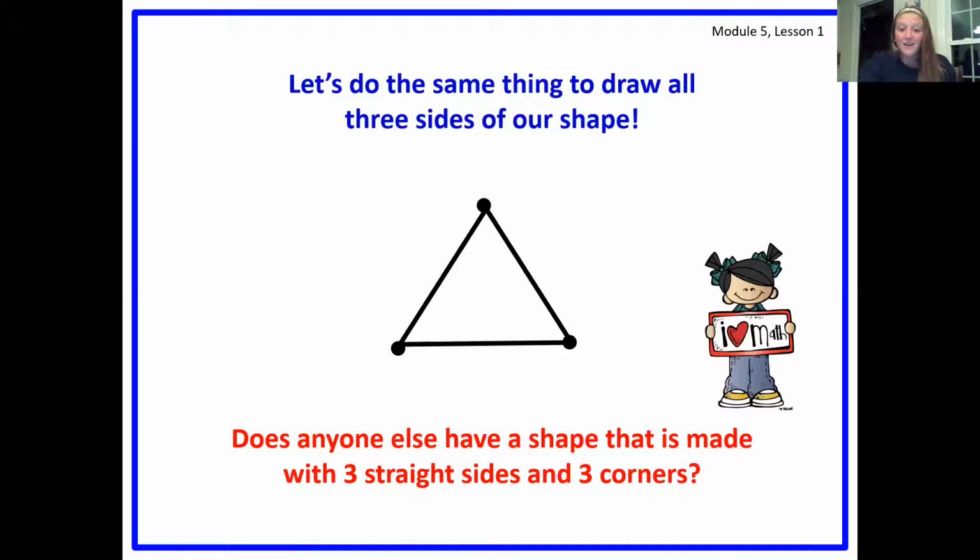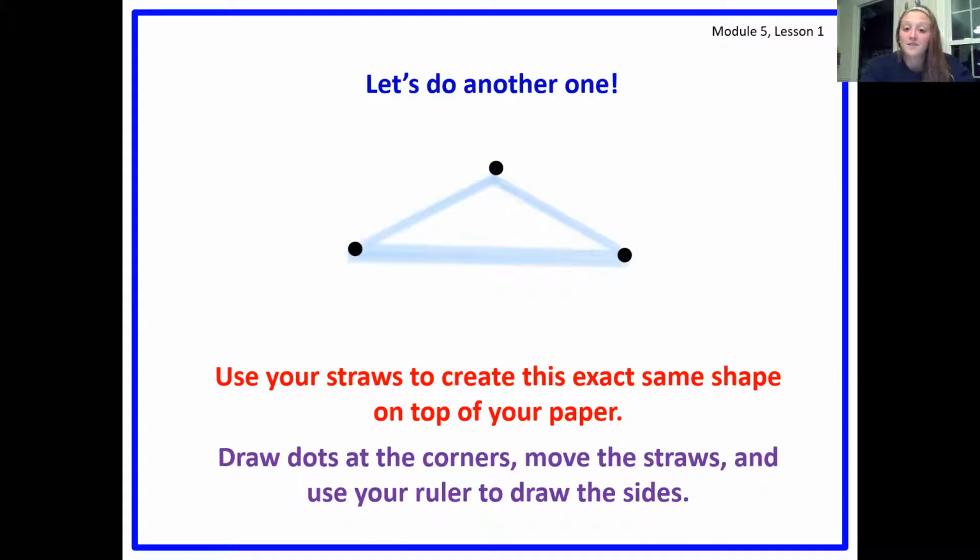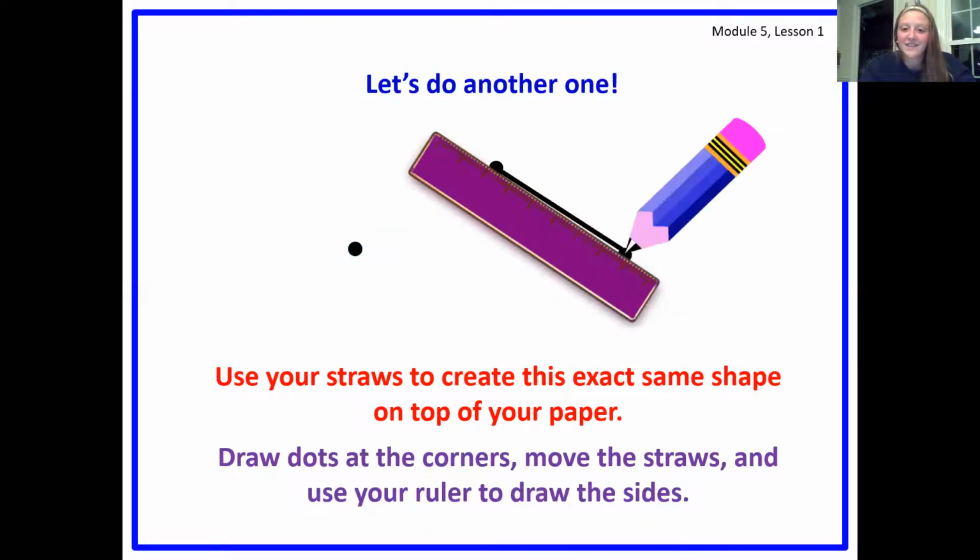straight sides. It looks like this. I could have used my 2 short pieces with my half piece, okay? So you could make this. So I want you to put the dots in the corners, like this. Move the straw away or whatever you're using, and now draw those lines to connect it. Just like this.